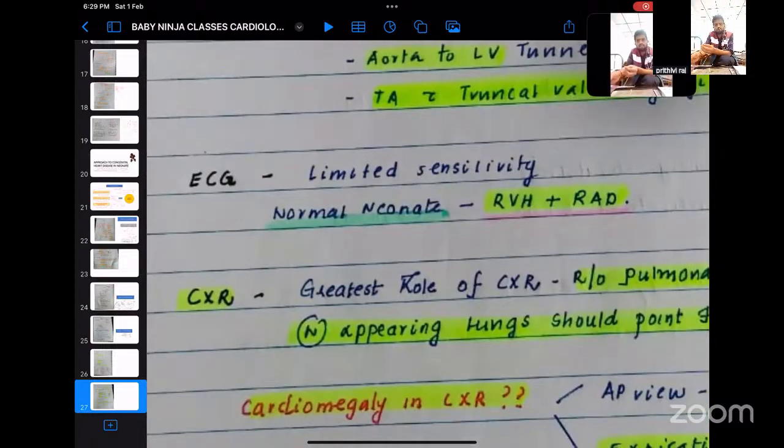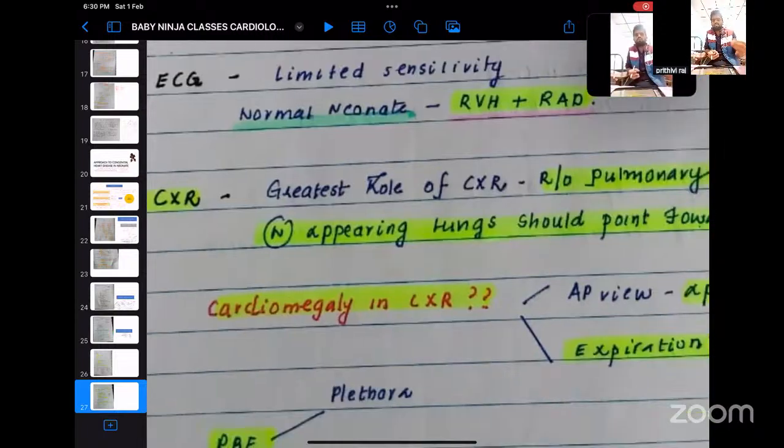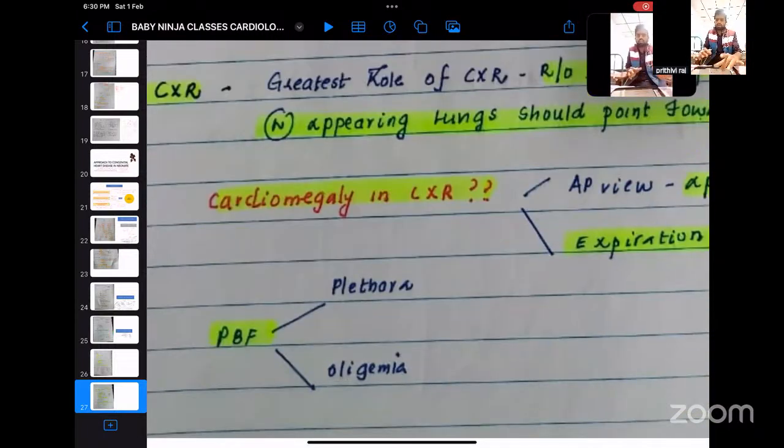ECG, as I already said, is always right ventricular hypertrophy with RAD, which is a common thing. And the greatest role of chest X-ray is always to rule out a pulmonary cause of cyanosis. So what is the main role of chest X-ray? Not to see cardiomegaly, because apparent cardiomegaly will be seen in the AP view. The main important role of chest X-ray is to rule out a pulmonary cause of the cyanosis and also to know the pulmonary blood flow, whether there is plethora or oligemia. So these are the two things which you have to rule out by doing the chest X-ray.